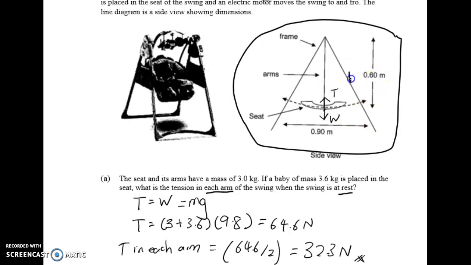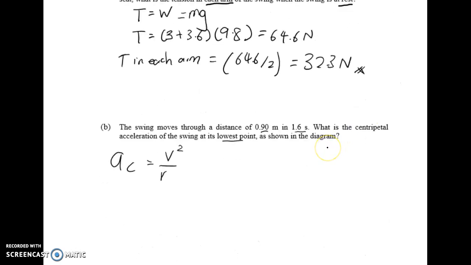So refer back to the diagram. The r is 0.6, and how about the v? The v here is pretty tricky because the question is saying that this swing is moving 0.9 meter in 1.6 seconds. So the v that you need to use is just the normal d over t. Distance traveled is 0.9 in a time of 1.6 seconds. So you have approximately 0.5625 meter per second.